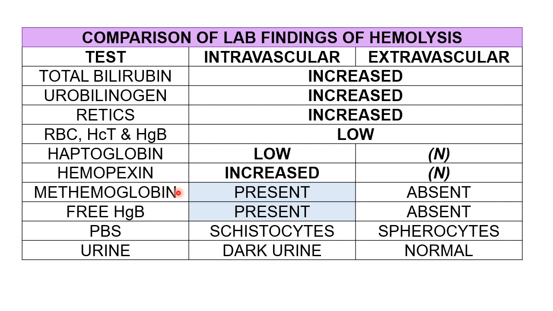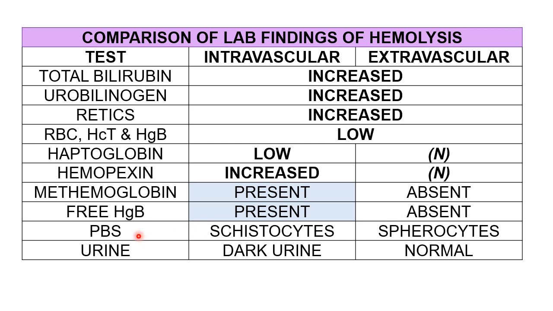Methemoglobin naman, present lang kay intravascular, absent kay extravascular. Methemoglobin is from the salvage system, kung maalala nyo sa first lecture natin. Free hemoglobin naman, present lang kay intravascular dahil sa loob mismo ng blood vessel, pumuputok ang RBC. Walang free hemoglobin sa extravascular dahil nangyayari lang ang lysis in the spleen.